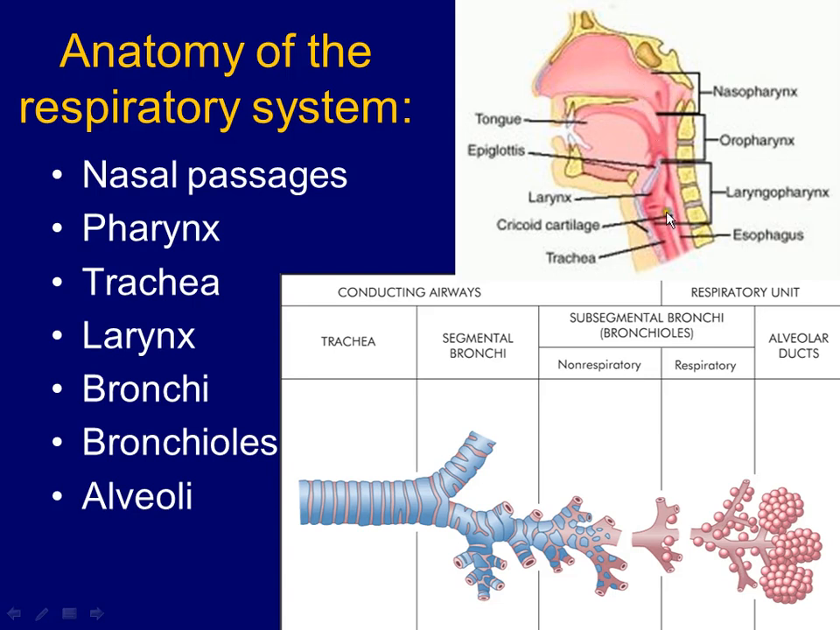Breathing all the way down, you go through the pharynx, down into the larynx, down into the trachea, and as you're going down through the trachea, you start branching. So you split, or bifurcate. You split this in half, and then you split that in half, and split that in half, and keep splitting in half all the way down until you get these little alveoli structures.